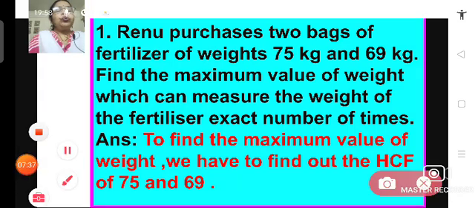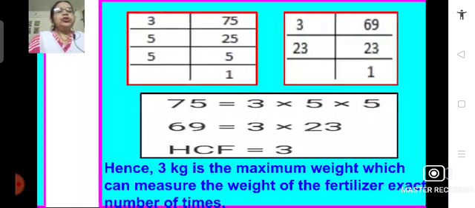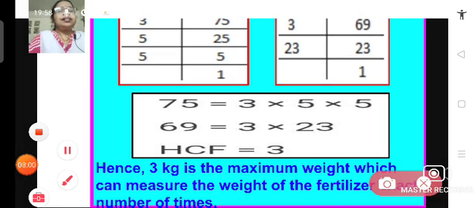So what we have to do? We have to find the maximum value of weight which can measure these weights an exact number of times. So to find the maximum value, what we have to do? We have to find the HCF of 75 and 69. So let's do that. Let's do the prime factorization of 75 and 69.